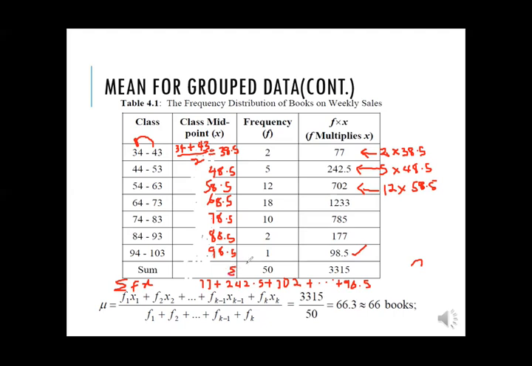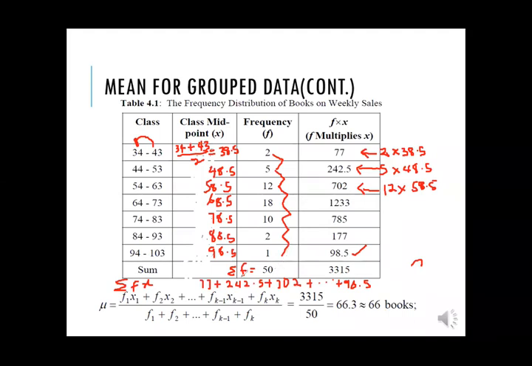That's the total frequency. The total frequency is obtained by summing this. So 2 plus 5 is 7. 7 plus 12 is 19. 19 plus 18 is 37. 37 plus 10 is 47. 47 plus 2 is 49. And then 49 plus 1 will give you 50.